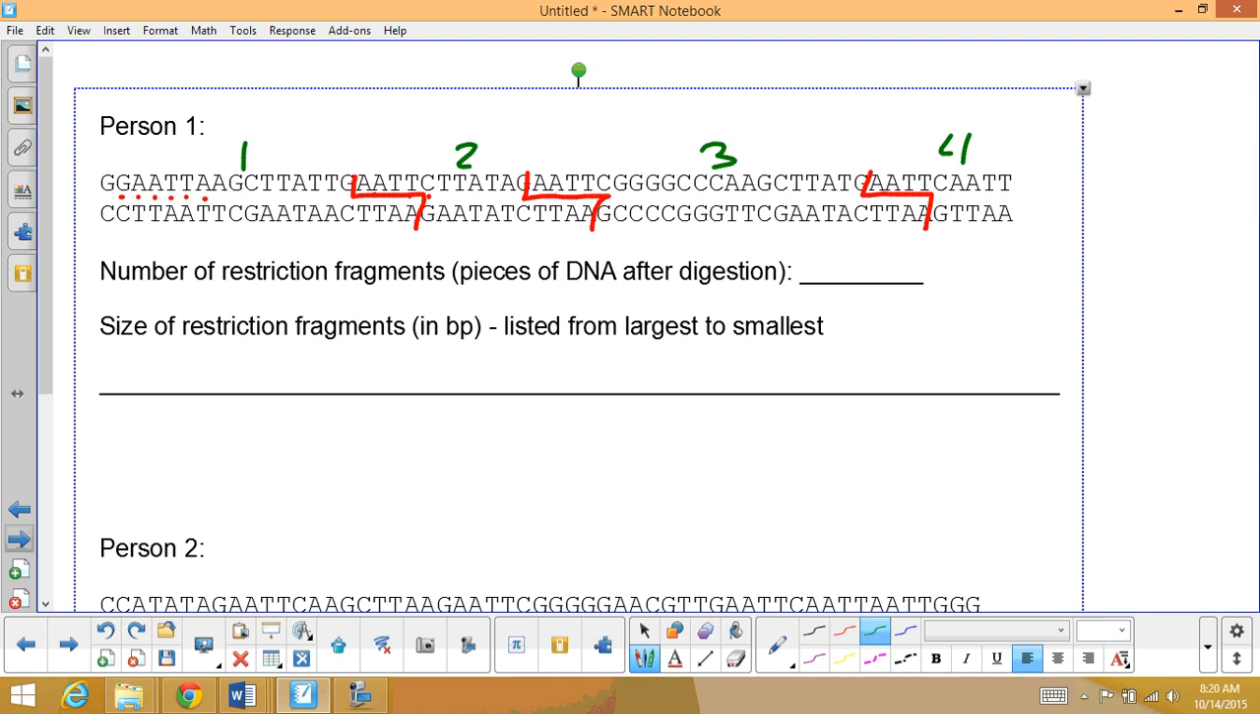Now, it has to be a pair. A sticky end is not going to count. I'm going to tell you guys in a second how that works.